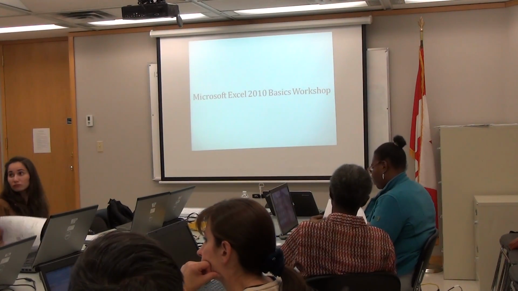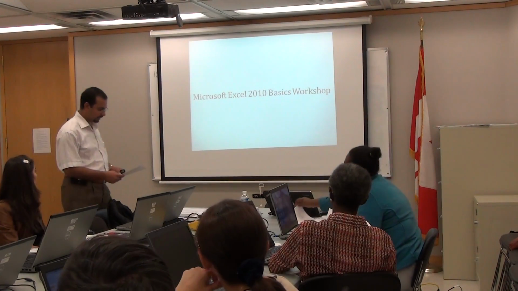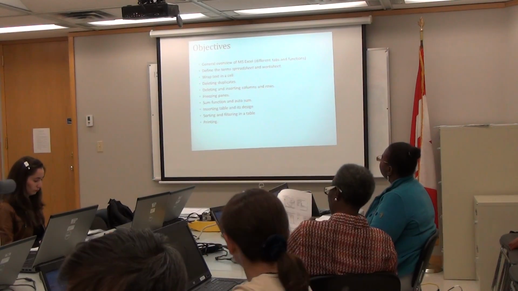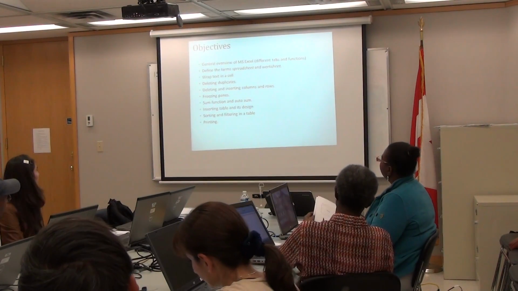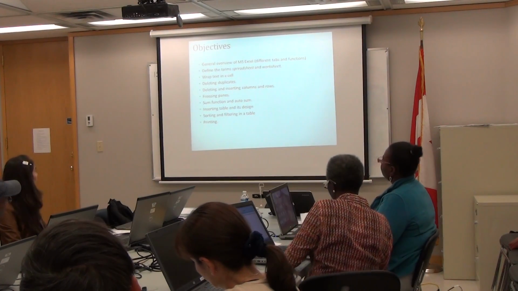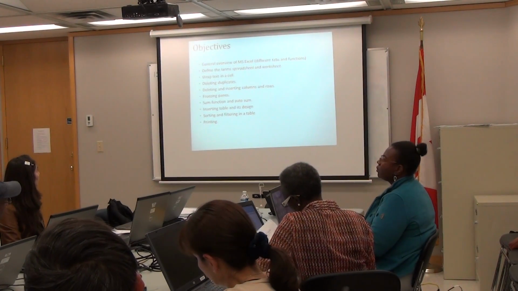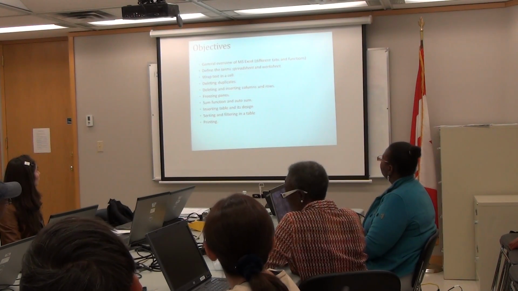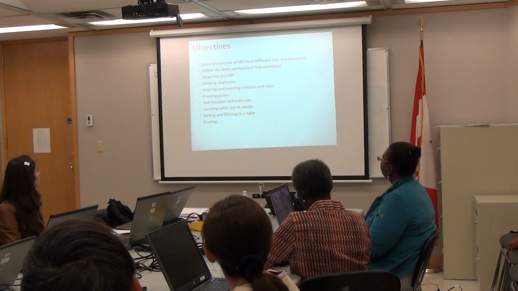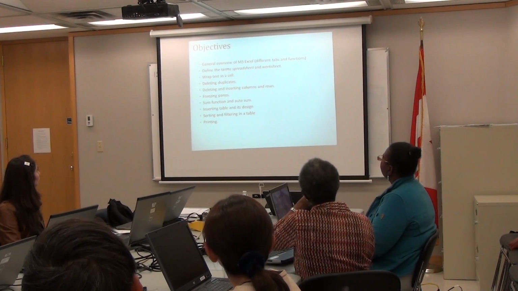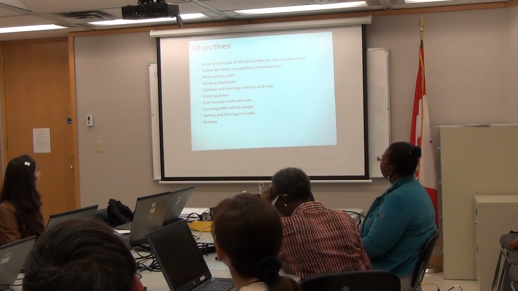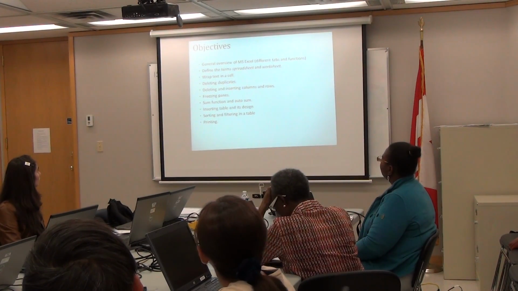So our workshop today is going to be based on Microsoft Excel 2010. Today we're supposed to cover the following objectives. We're going to talk about an overview of Microsoft Excel, its functions and the different tabs in Excel. Also we're going to define some terms like spreadsheet and worksheet. And we're going to talk about how to wrap text and numbers inside the cell. Also, we're going to talk about deleting duplicates, and deleting and inserting columns and rows.